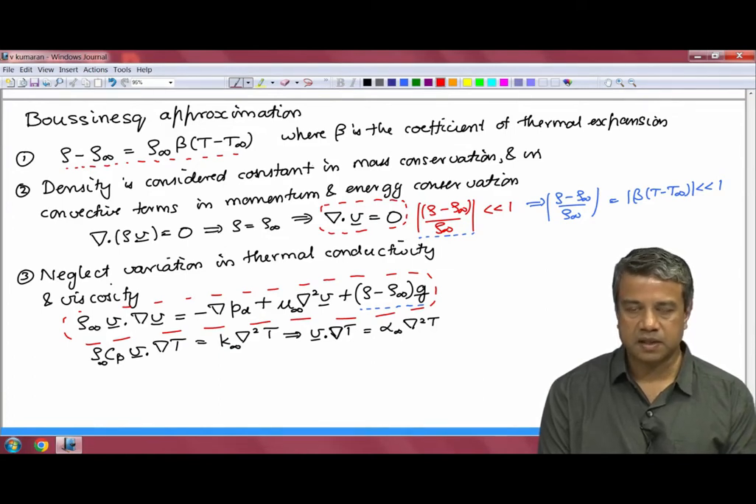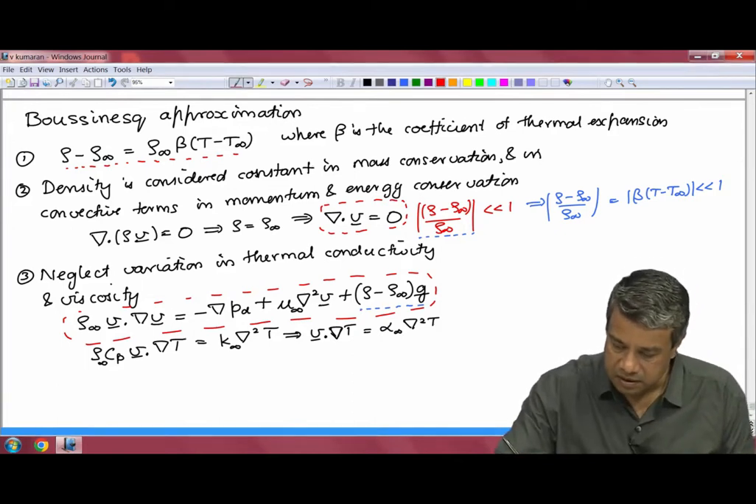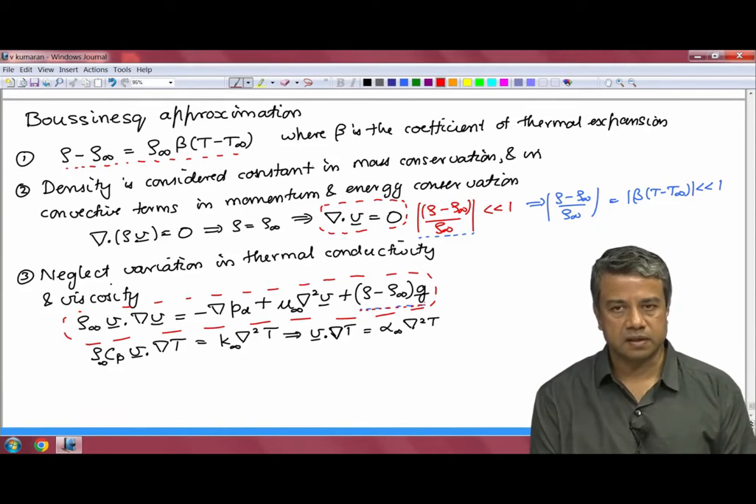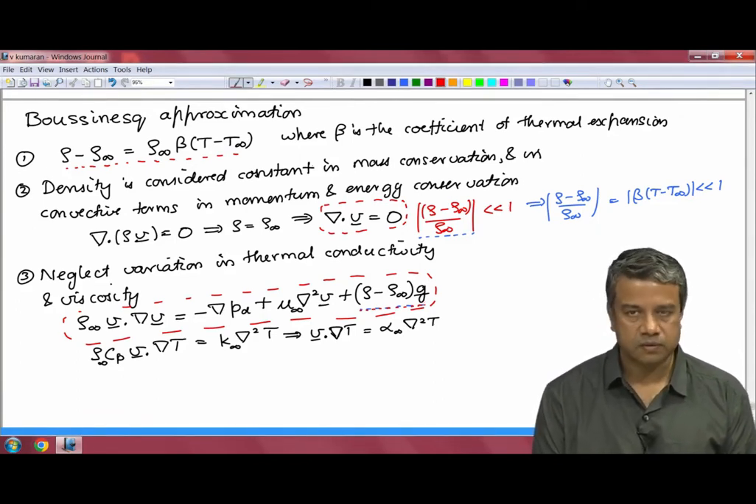And because beta is a negative constant, the buoyancy force here acts in the direction opposite to gravity. So, if gravity is downwards, because beta is a negative constant, the buoyancy force is upwards.